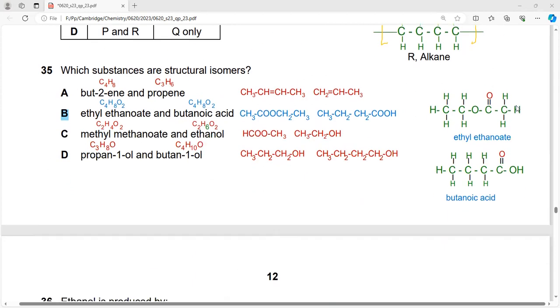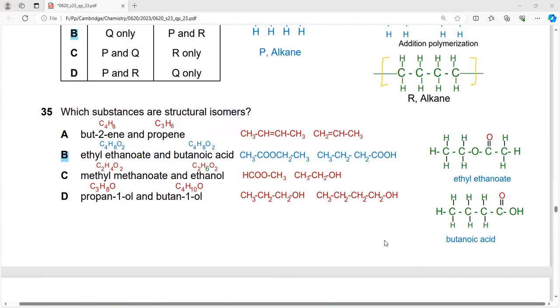We're going to move to question number 35. Which substances are structural isomers? Structural isomers are molecules which have the same molecular formula but a different structural formula. They have the same number of atoms of the same types, but the structure or arrangement of these atoms is different. That is called structural isomers.